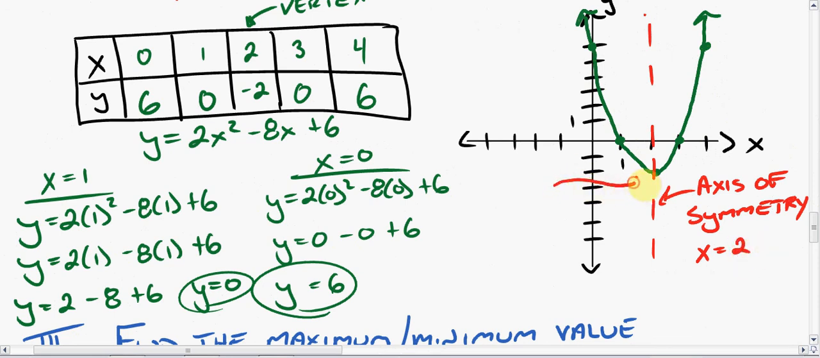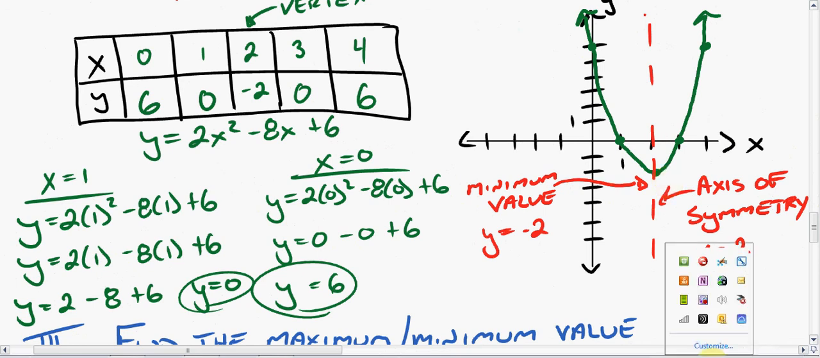We also have a minimum value, and we have a minimum value because my parabola opens up just as we predicted. Because the a value is positive, we knew it was going to open up. So the minimum value is going to be the y value of your vertex, which is negative 2. On the y value, the lowest it gets is negative 2. Alright, and that's part 4.